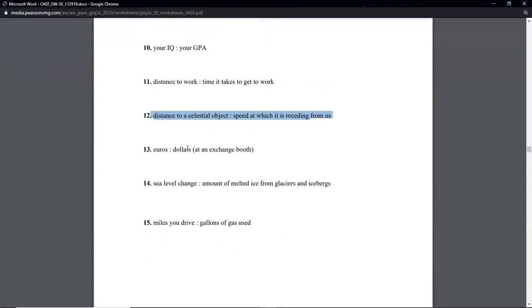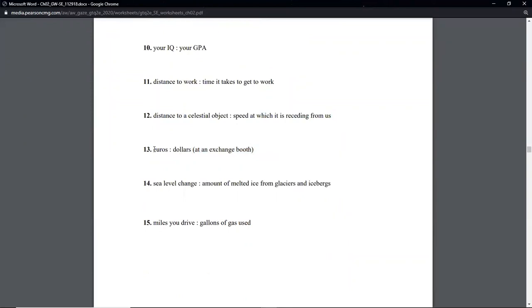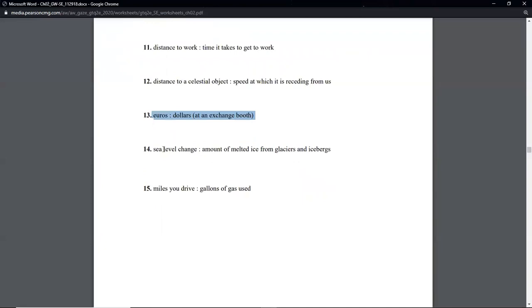Okay. Euros to dollars, currency exchange. We're going to be covering an entire section that kind of bases off of this. And it goes into proportional relationships, spoilers. Sea level change versus the amount of ice melted from glaciers and icebergs. This might be a more challenging one. I don't want to spoil the answer. Maybe Google something about that if you think that it is proportional, or if it's not proportional, but I'm not exactly expecting this one to be right, but have a discussion, have a good discussion. And then miles you drive versus gallons of gas you use.